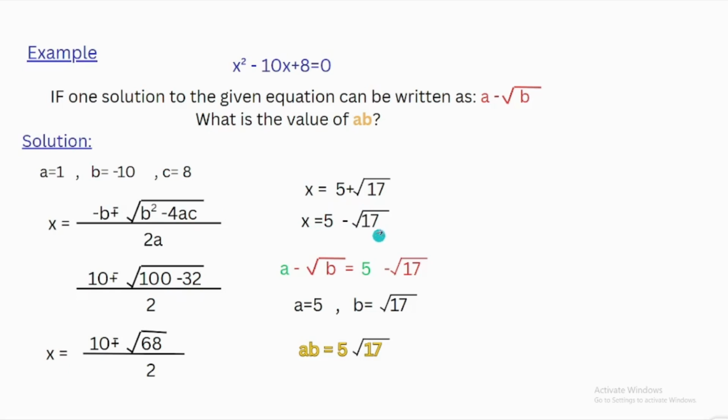We will read the question again. It says one of the solutions is a minus root b, and we found that one of the solutions here is 5 minus root 17. So we compare 5 minus root 17 with a minus root b, and we say a equals 5 and b equals 17. He asked for the value of a times b. We have the value of a and the value of b, so the product ab is 5 root 17.